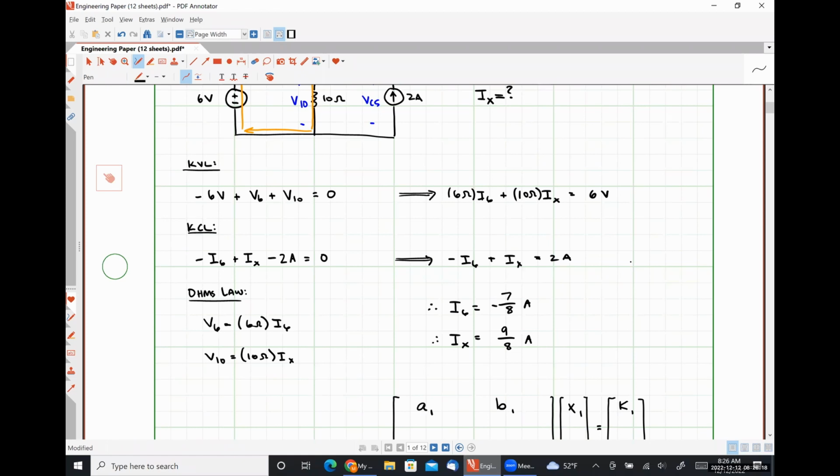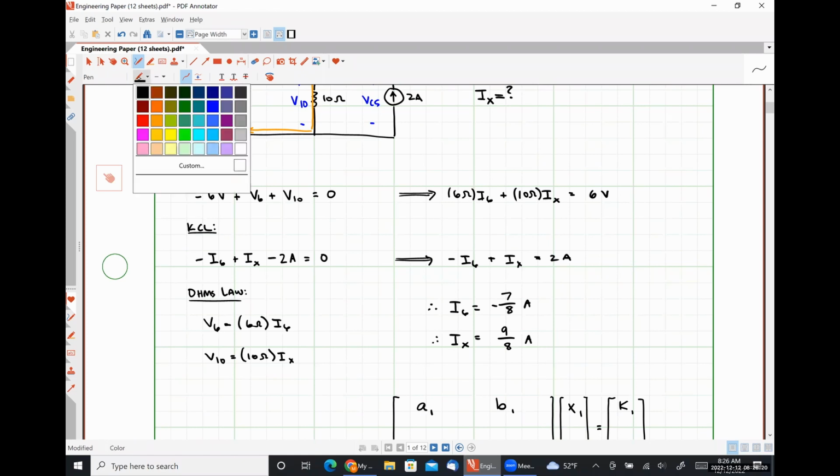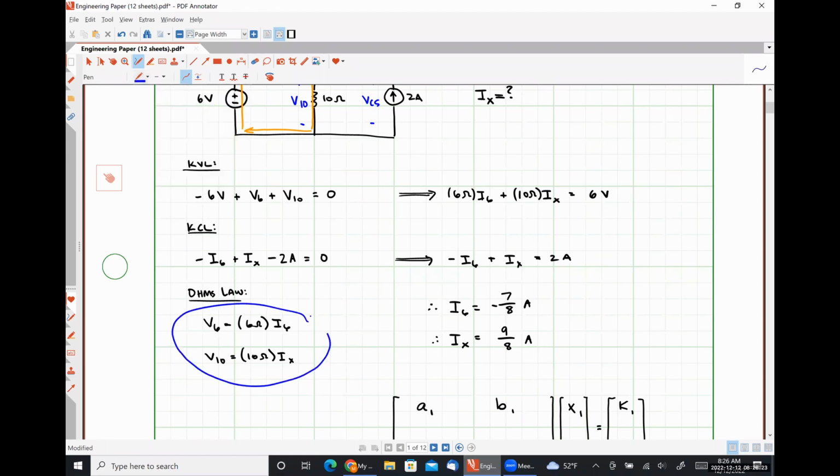Just to be clear here, I substituted these relationships into this equation, and then I moved the constant term to the right-hand side. For my KCL equation, all I had to do was just move the constant term to the right-hand side. All right, so we have solved this circuit using a system of equations. Hopefully we have all gotten the same answer at this point.